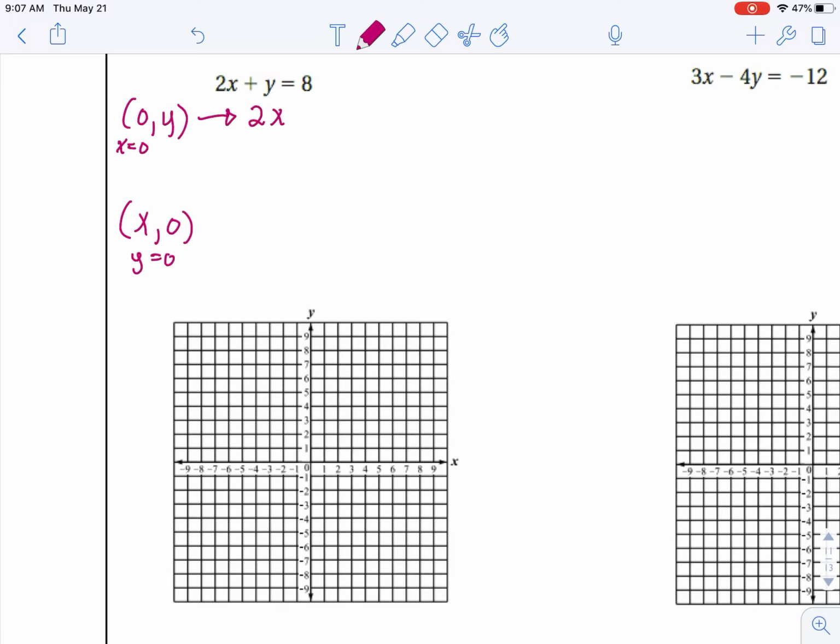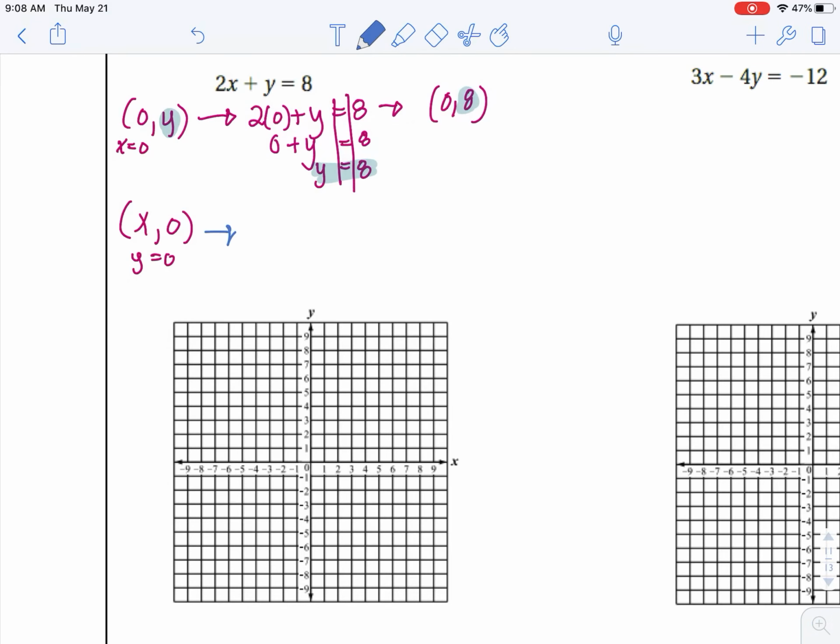So I'm going to take the equation 2x plus y equals 8, but instead of x, I'm going to replace it with 0, and I'm going to solve for y. 2 times 0 is 0, so y equals 8, which means this point is (0, 8). I have now found that y equals 8.